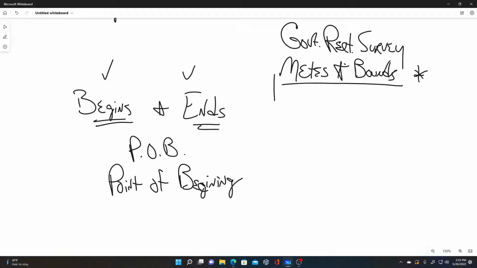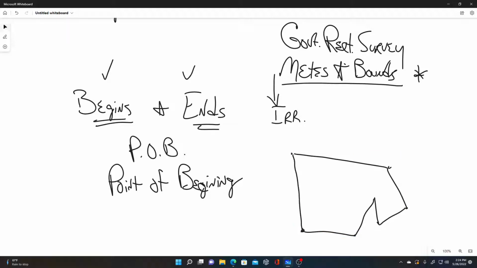Now, it's ideal for irregular shaped parcels of property. Why? Because it could go out this way a certain number of feet, go down here a certain number of feet, come back here. You could go over to the old creek bed, and then boom, right back up to the point of beginning. So metes and bounds always begins and ends at a point of beginning.